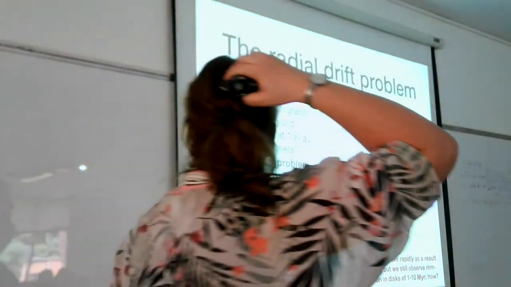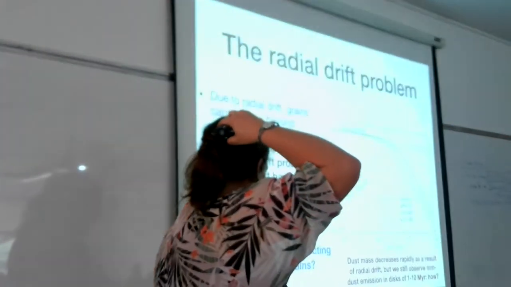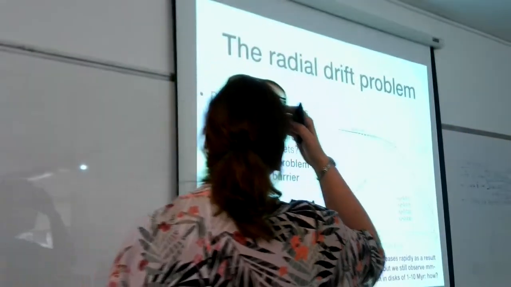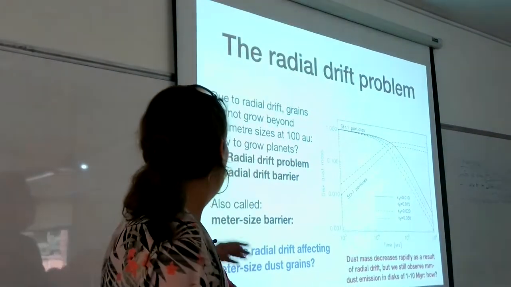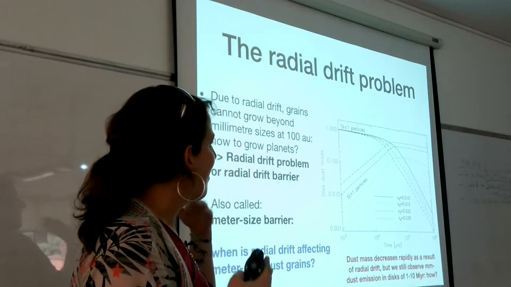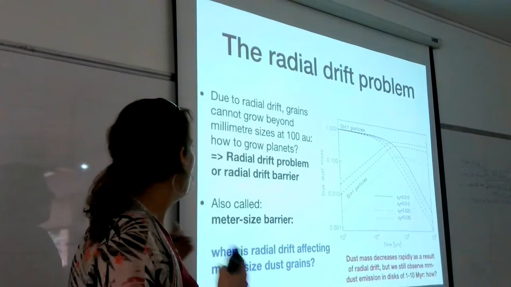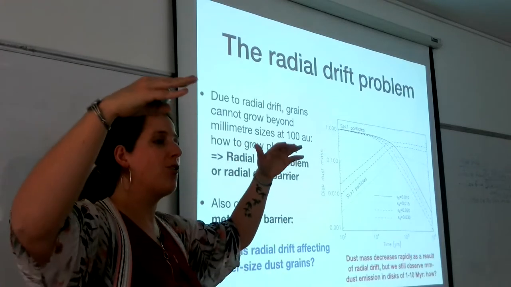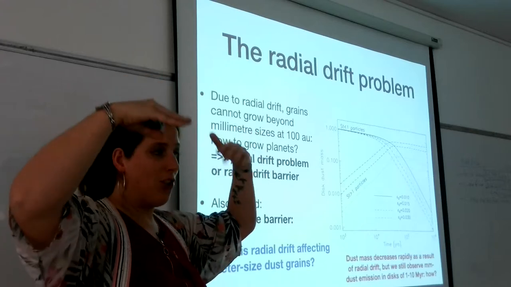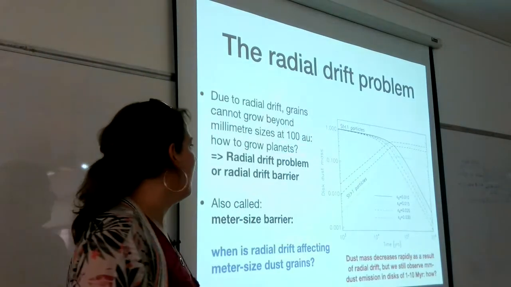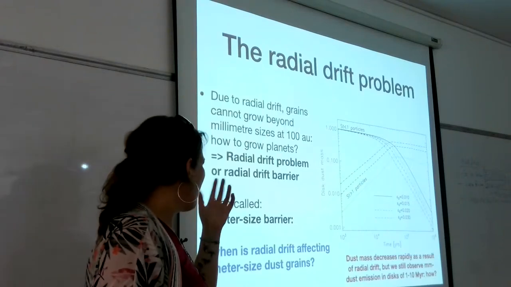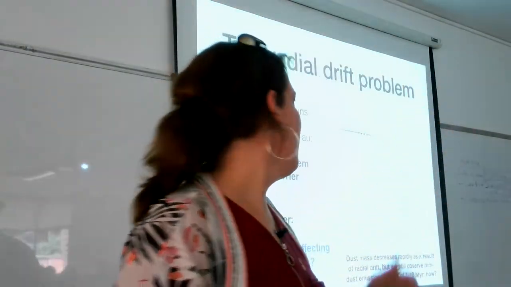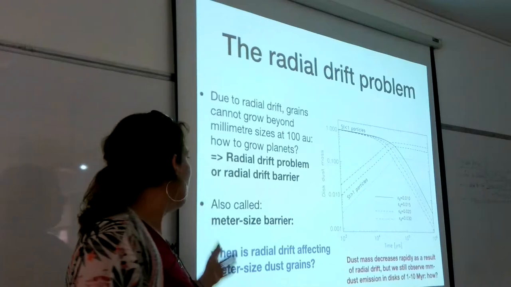Okay. So this radial drift problem, or radial drift mechanism, is obviously a very big problem if you want to form planets. Because the grains at like 100 AU cannot grow beyond millimeter sizes. As soon as they grow towards that size, they get to a Stokes number where they drift inwards very quickly. And therefore, this is also called the radial drift barrier. You cannot grow beyond a millimeter at the moment. Sometimes it's also called the meter size barrier.